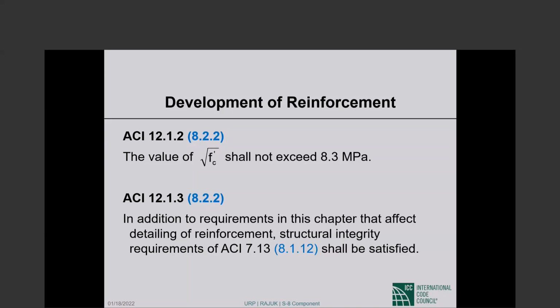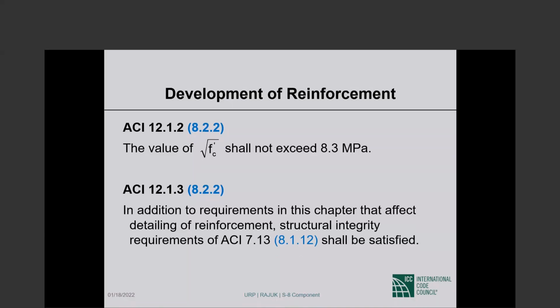I hope to go into the structural integrity requirements in the last concrete lecture, whenever that will be, module 8. That's what I have tentatively decided. Okay, so section 713 has structural integrity reinforcement that has to be provided no matter what, in addition to the requirements of this chapter.